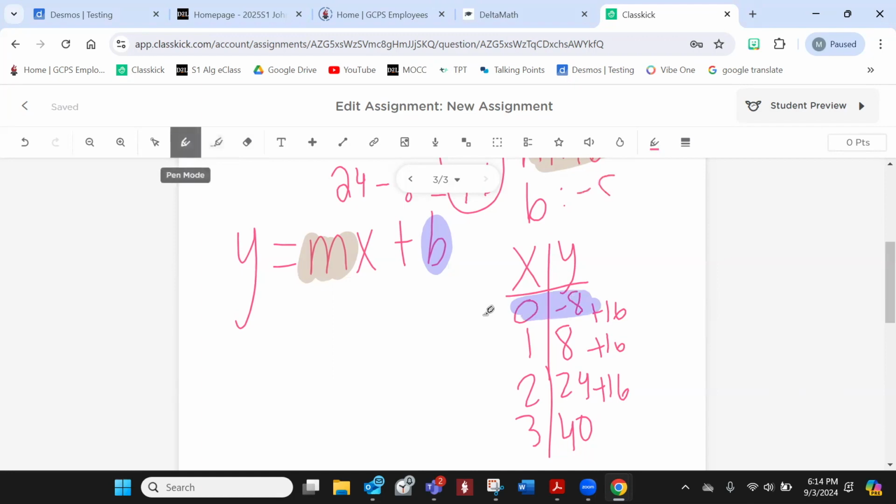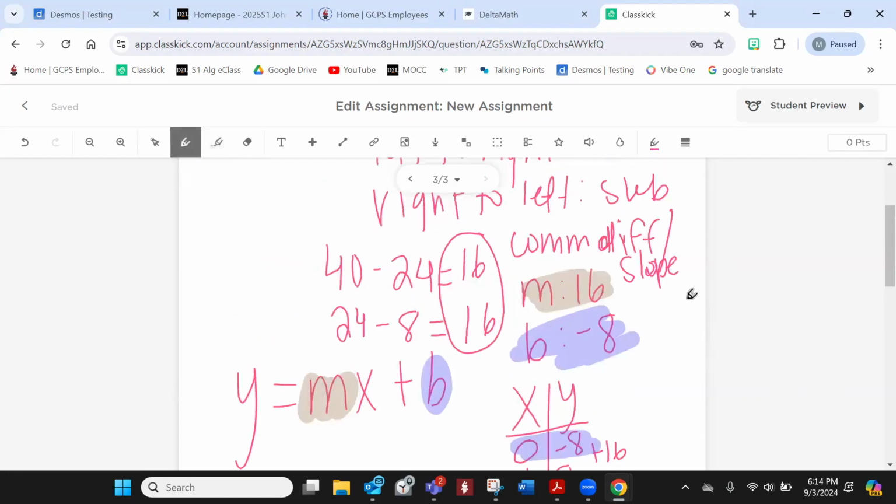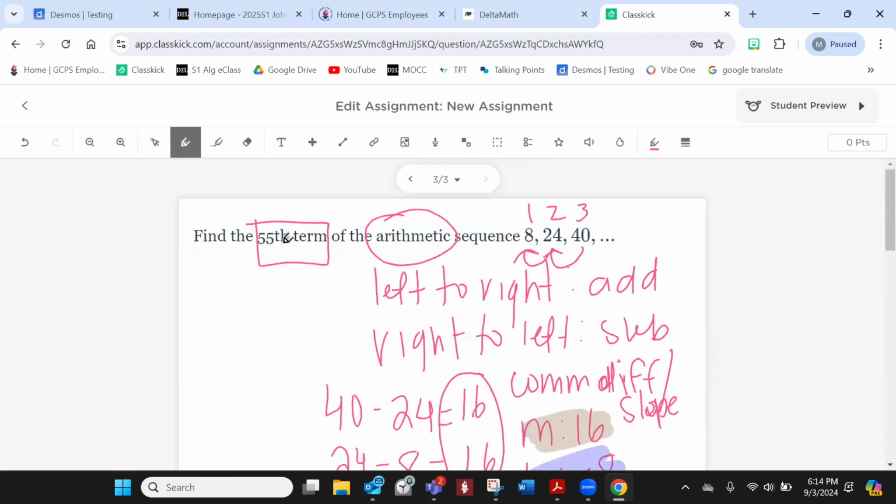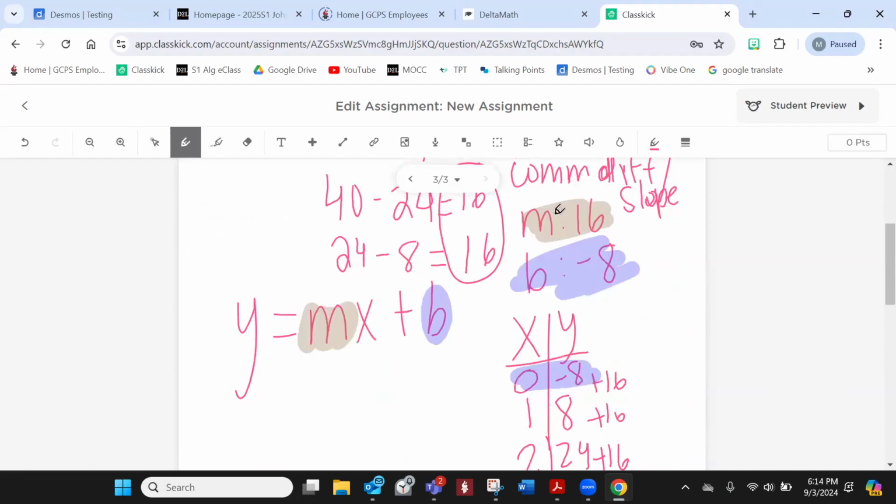So B is negative 8. Okay, now that I know I got everything, now I can write my equation. And now I can go try to figure out for real what is the 55th term. So let's write the equation. In slope-intercept form, my m is 16, so I'm going to replace it. Y equals, instead of writing m, I'm going to put 16, the x. Instead of writing plus b, I'm going to put minus 8.